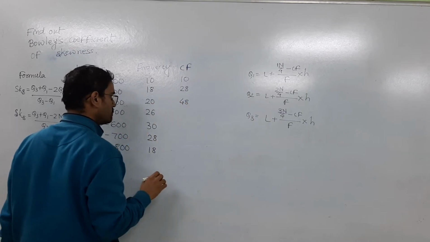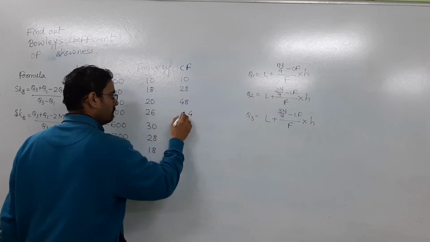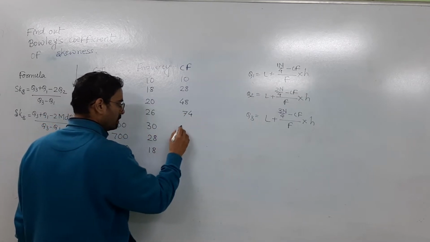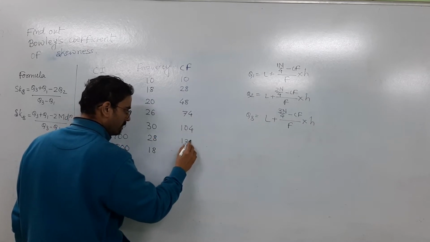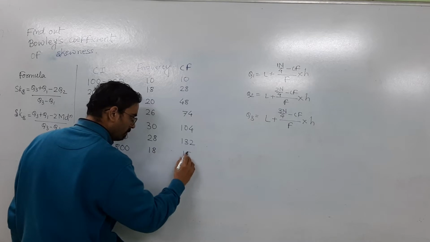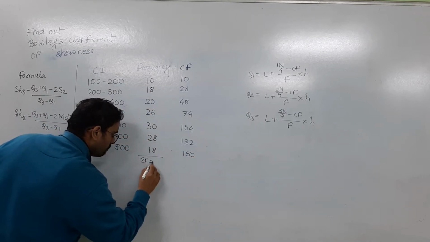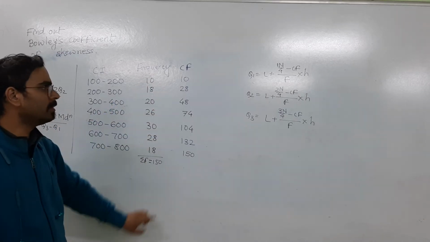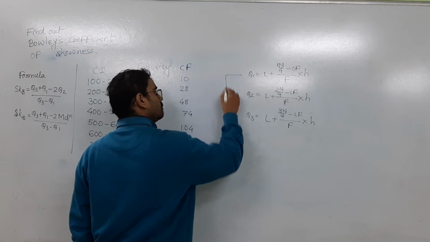48 plus 26. 8 plus 6, 14. Carry 1, 5 to 7. So that will be 74. 74 plus 30, that will be 104. 104 plus 28, that will be 132. 132 plus 18, that will be 150. So I can say that the summation of frequency is nothing but 150. Okay, so we got all the CF. So one by one we will find out Q1, Q2 and Q3.